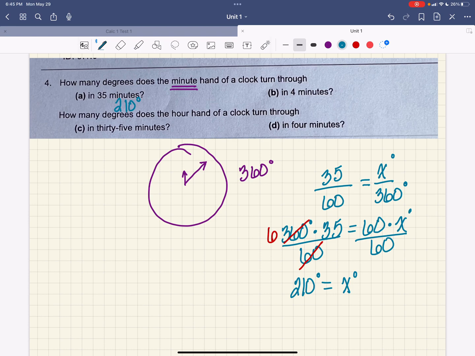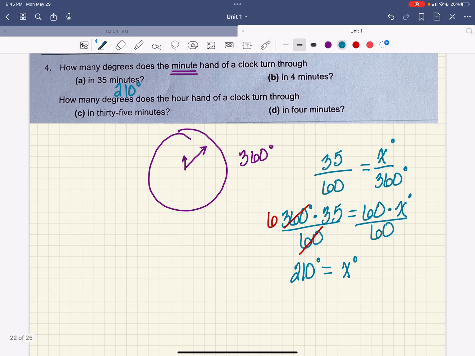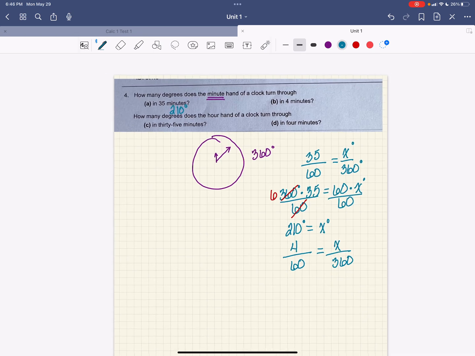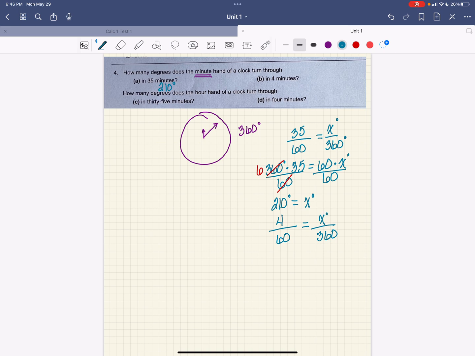Now it wants to know in 4 minutes. So we're going to do it exactly the same way in 4 minutes because we're talking about the minute hand. So we've got 4 over 60. So this is 4 minutes out of 60 minutes. And then we have x over 360. Okay, and that x is measured in degrees. And that's what we're looking for right there, is the degrees.